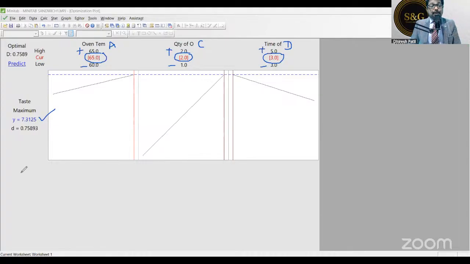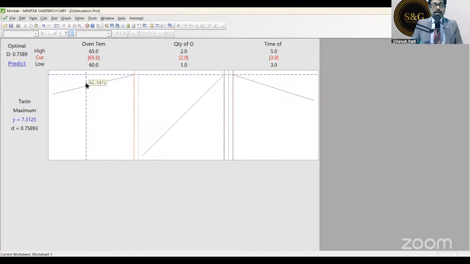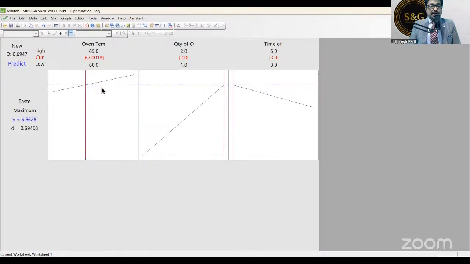Now you can play around with this. Once it is done, let's play around with it. That's what I said. If I have to change, let's say, the oven temperature from 65 to 62. Let's keep it at 62. If I keep it at 62.0, my test has dropped to 6.8. From 7.3, it has dropped to 6.8. So in real time, I can play around with these numbers and predict the value of the sandwich test without making a sandwich. And that's the best part of it.